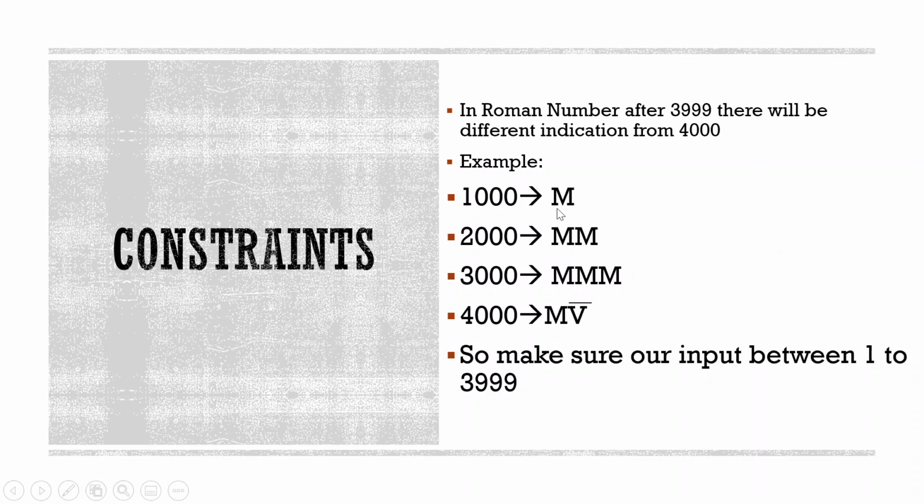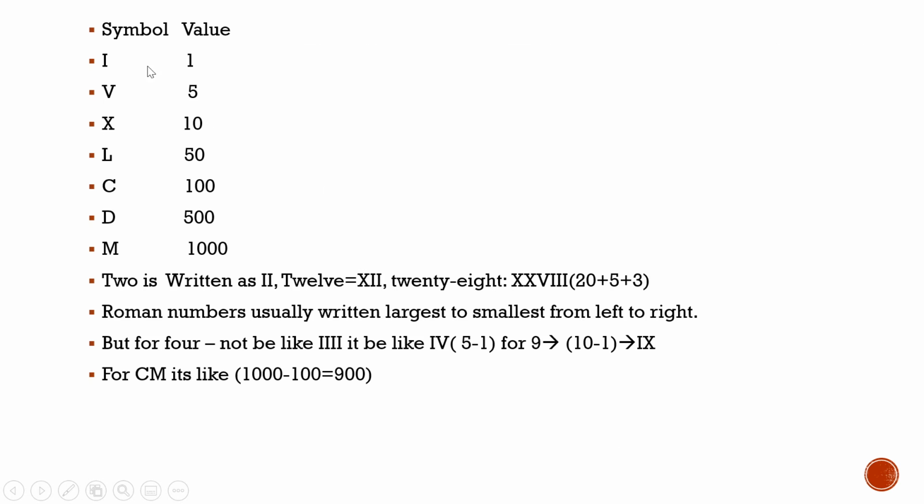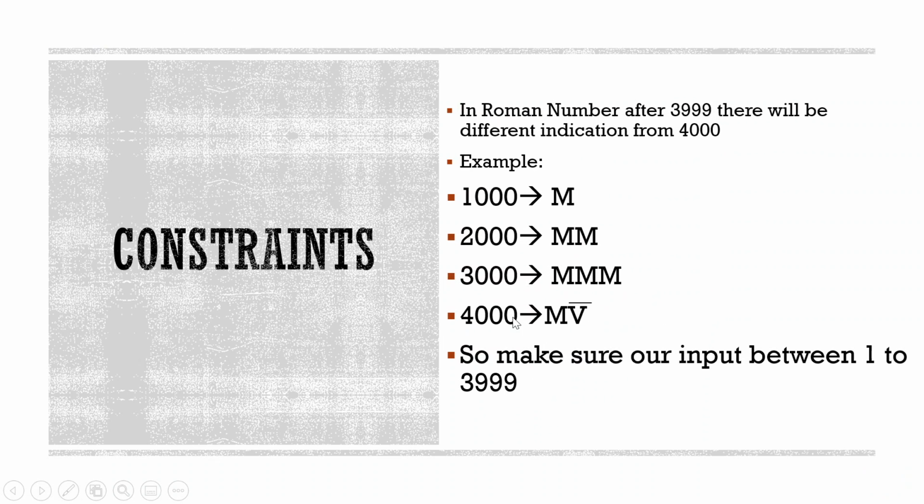For 1000 we define M, for 2000 MM, 3000 triple M, and up to 3999 we can define using these seven symbols. But from 4000 we need to represent with bars. This V bar is nothing but 5000, and 5000 minus 1000 is 4000.